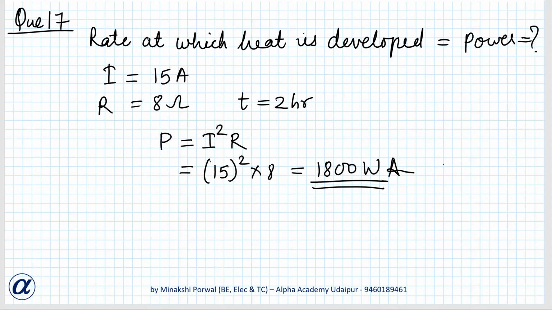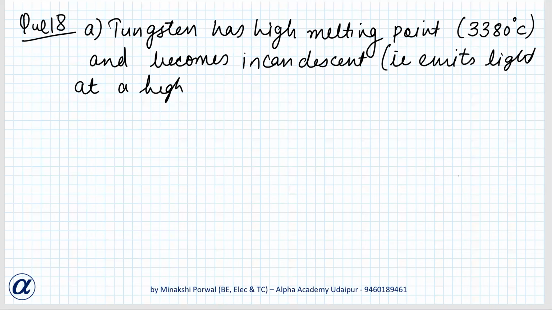Watt is also equal to joule per second, so you can also write this as 1800 joules per second. Therefore, tungsten is used almost exclusively for filaments of incandescent bulbs.